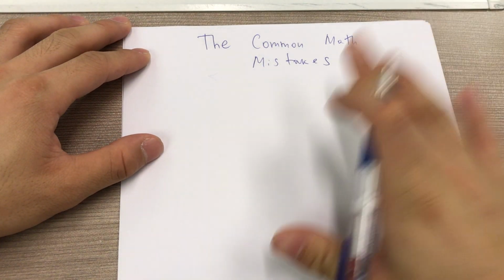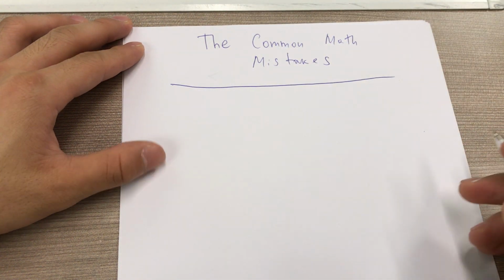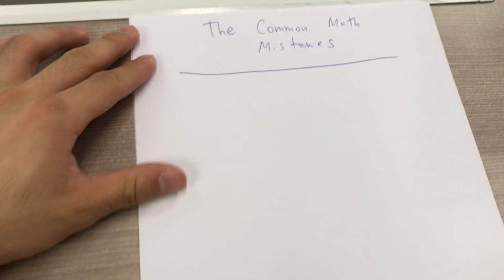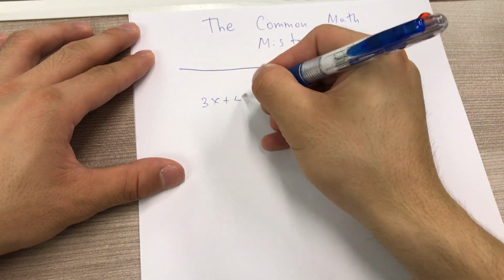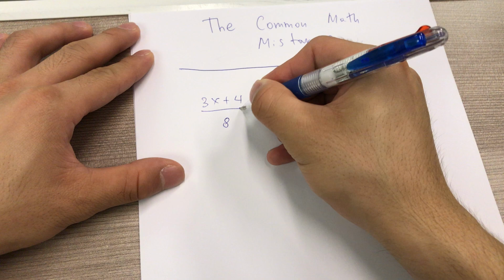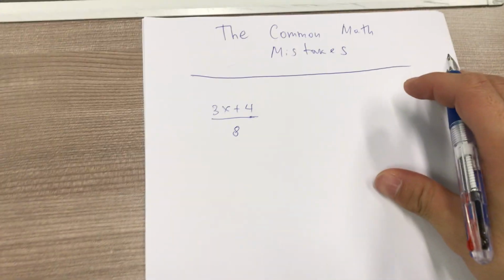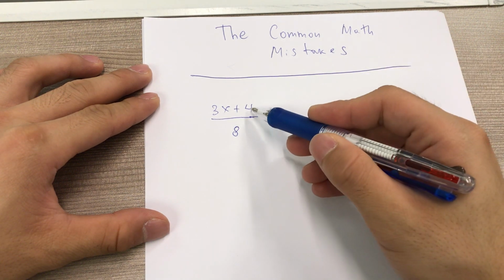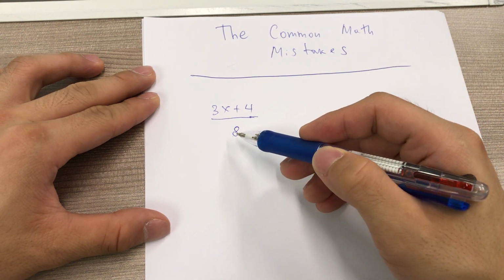Okay, let's go to this class. A few of the common mistakes, and I hope you will not make them yourself in the future after watching this video. The first one is the following: (3x + 4)/8, for example, a fraction. A lot of students might do the following. They will think, okay, 4 and 8, we can simplify 4 and 8, divide both of these numbers by 4.